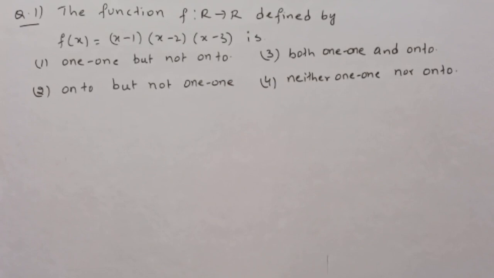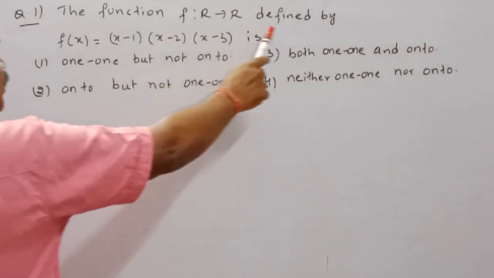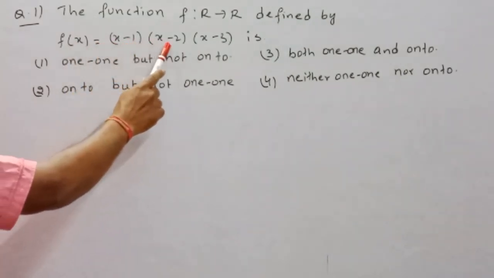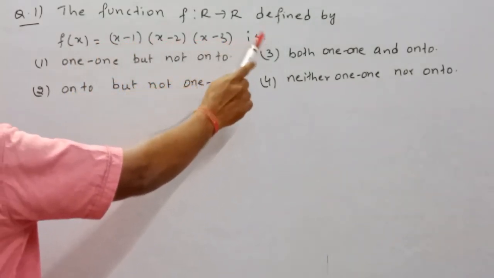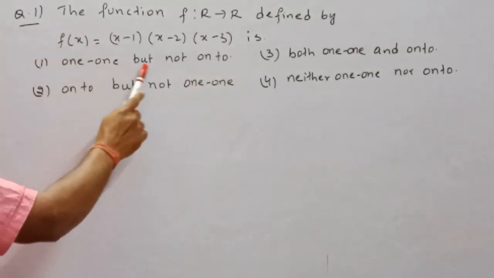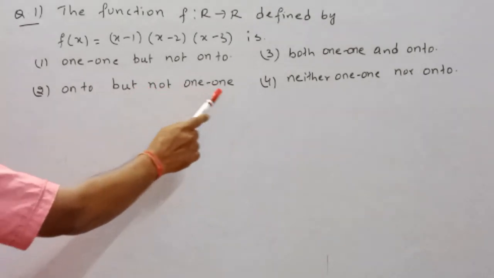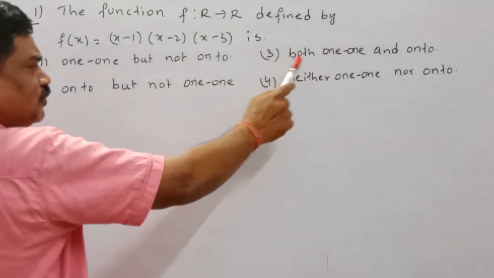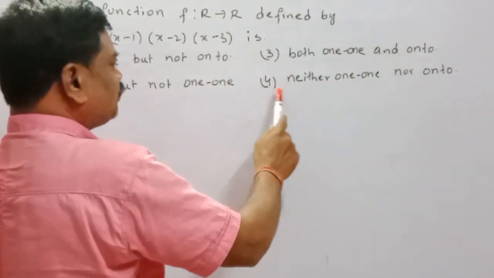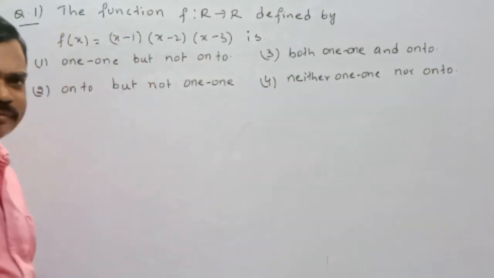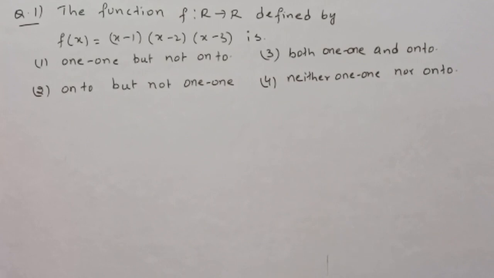Here we have the problem on functions. The function f: R to R defined by f(x) = (x - 1)(x - 2)(x - 3) is: option 1, one-one but not onto; option 2, onto but not one-one; option 3, both one-one and onto; option 4, neither one-one nor onto.